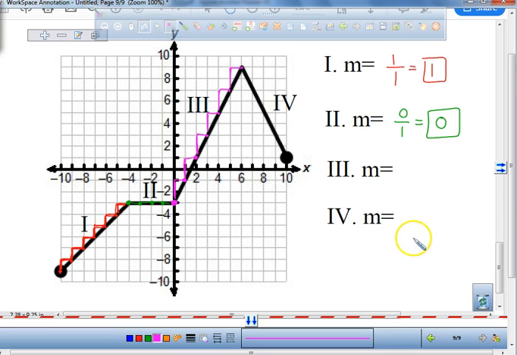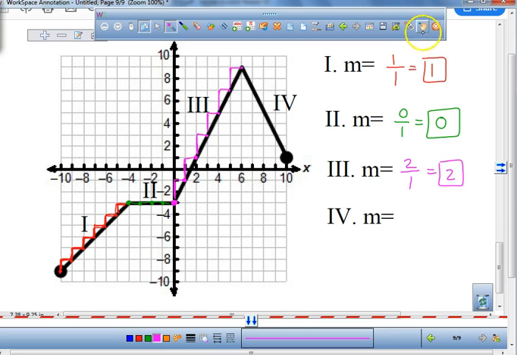That's right. Alright. So how much did it go up? It went up 2 over 1. What's 2 divided by 1? 2. That's right. Don't worry, it's not going to be on YouTube forever.